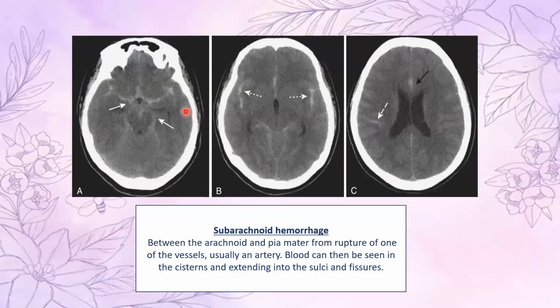The next one is the subarachnoid hemorrhage. This occurs due to rupture of an aneurysm. And in this type of hemorrhage, we can see blood accumulating in the subarachnoid spaces that I have mentioned in the first part of the lecture, or blood may accumulate within the fissures or within the sulci.